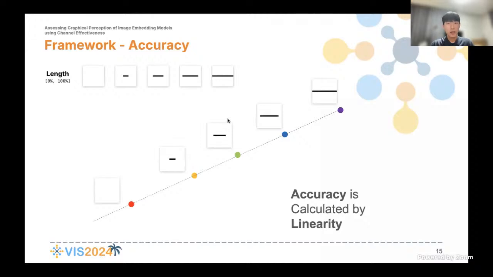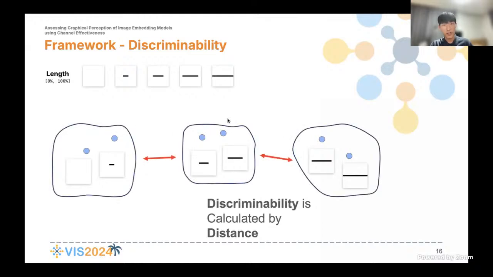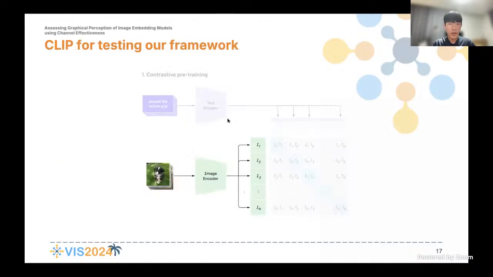So we calculated linearity to evaluate the accuracy of the model. To evaluate discriminability, we measure the distance between embedding points, because if the points cluster into distinct groups, it means the model is effectively distinguishing between different intensities. In the example shown in the length channel, we can find three distinct groups, and it can be interpreted that the model recognizes length information by broadly classifying it into three categories.